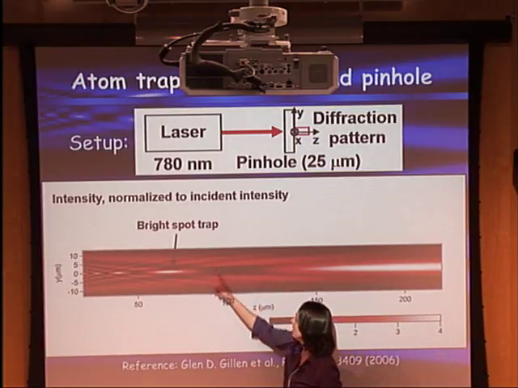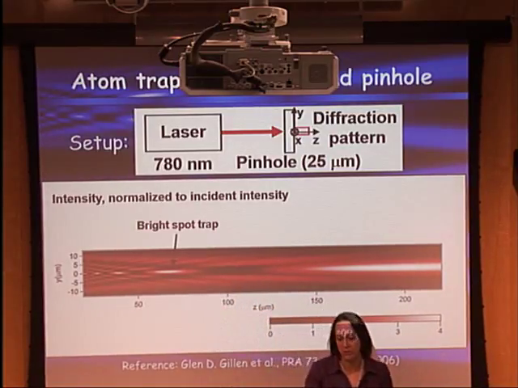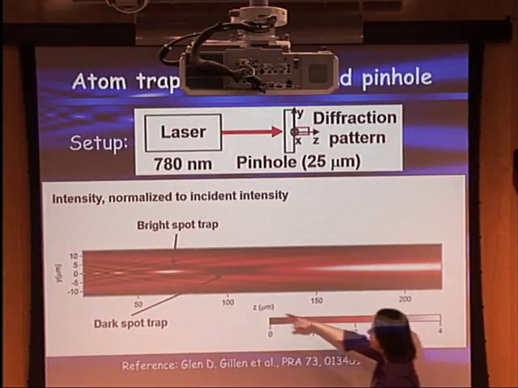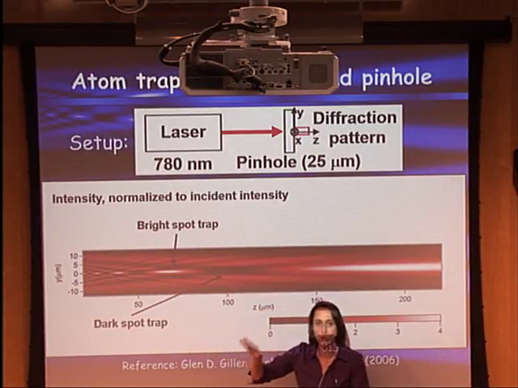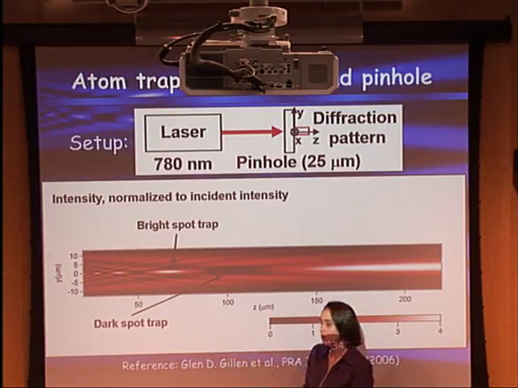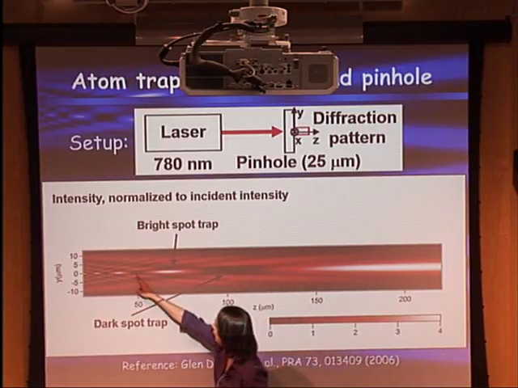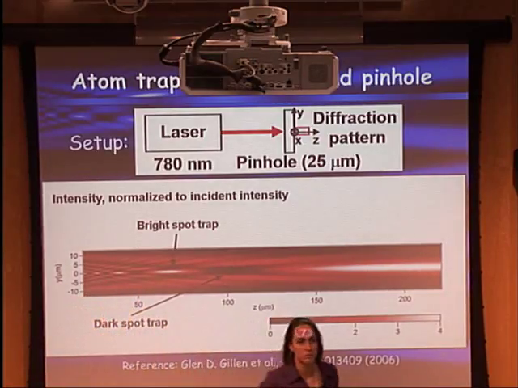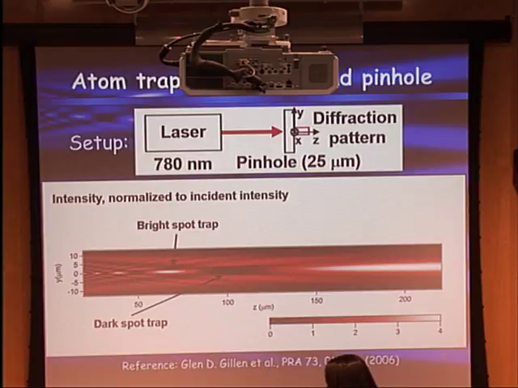And similarly, this right here can serve as a dark spot trap. It's darkness surrounded by light in all directions. The center of this is, in fact, dark, like no light, which is good for coherence issues. Also, each of these makes a trap as well. They're just smaller, but those are all potential traps that we can use.